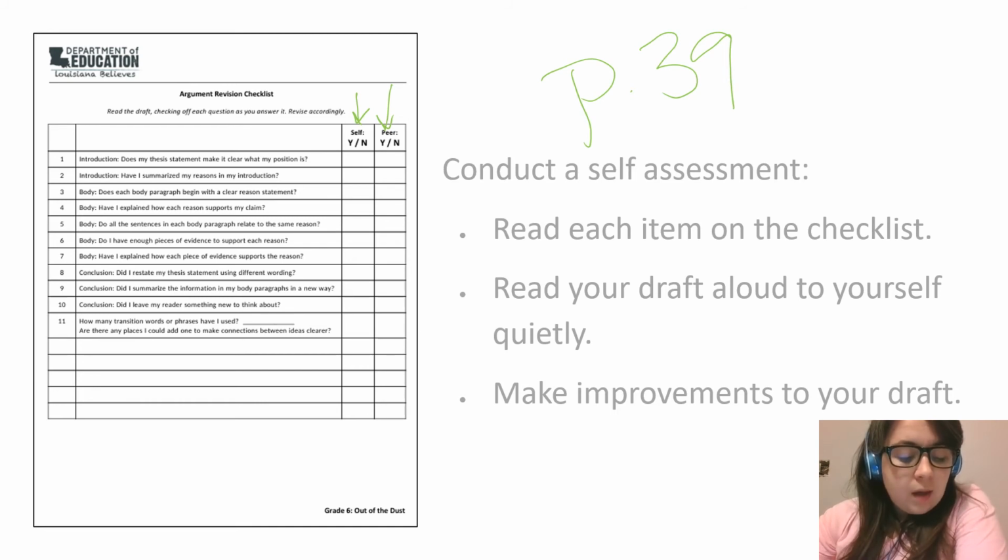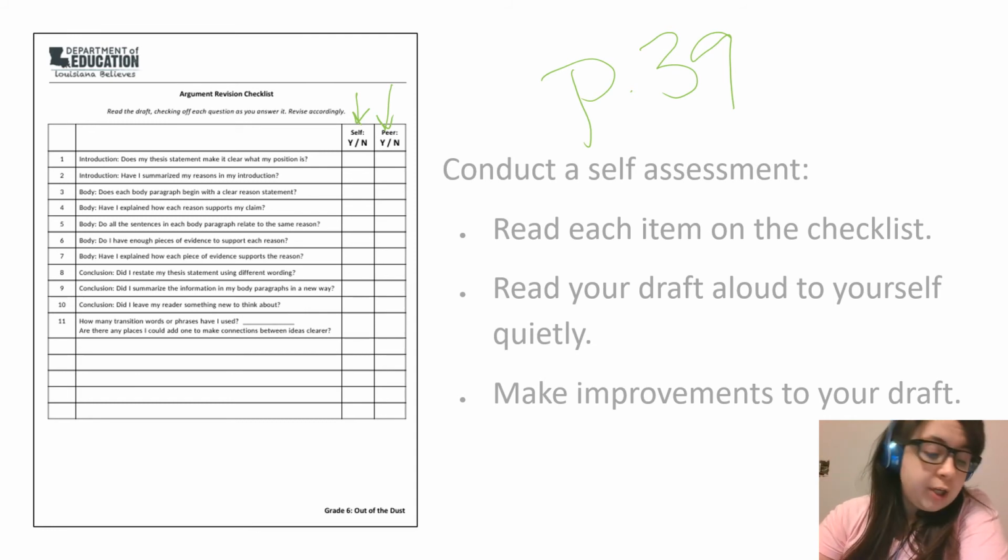Question 7. Body. Have I explained how each piece of evidence supports the reason? So remember, there's the reason, explanation, evidence, explanation. If you put no for that, go back to that argument sentence organizer and make sure that you can look at it and be like, okay, this is what my reason is.